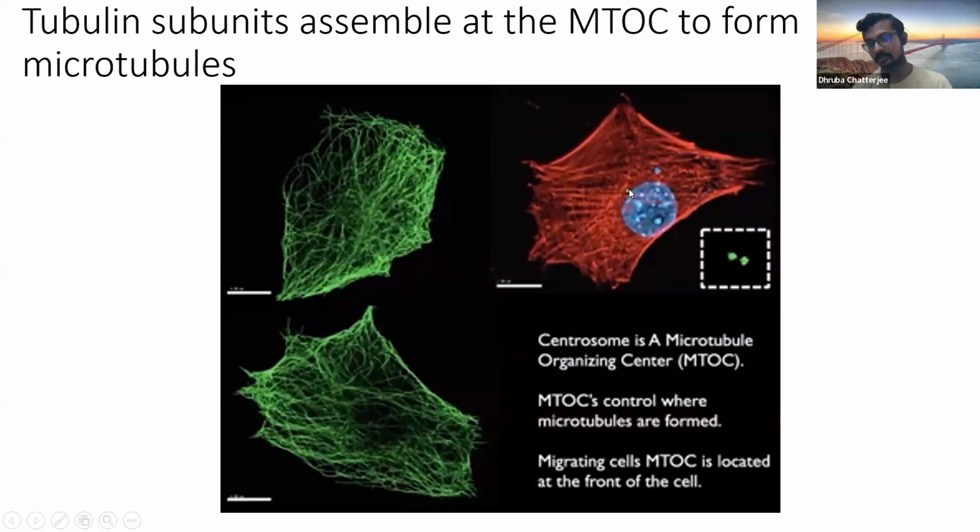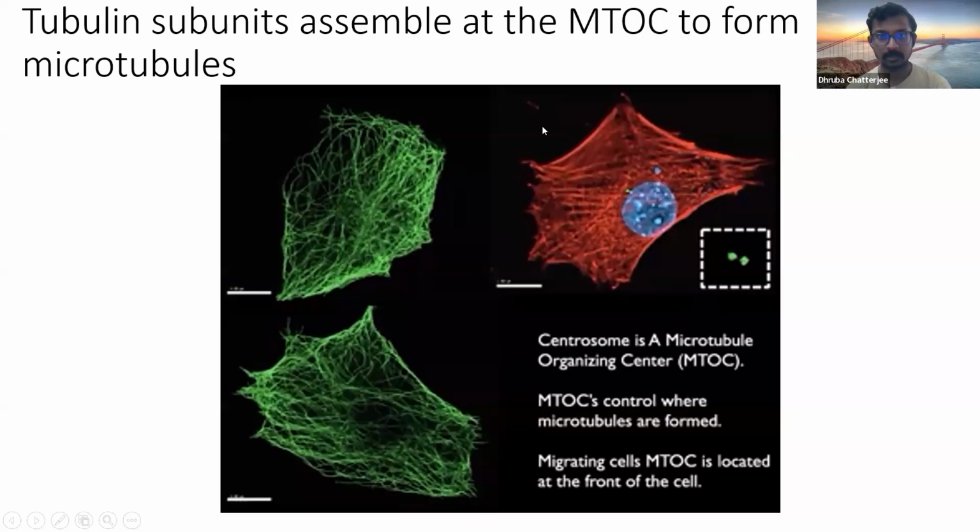The microtubules start forming because of the assembly of these tubulin heterodimers just outside the nucleus, in the perinuclear region, from which the microtubules grow gradually towards the plasma membrane. Right? So near the plasma membrane it will be the plus end, and near the nucleus it will be the minus end.